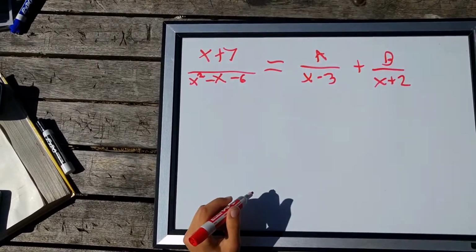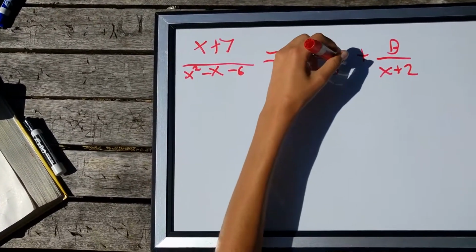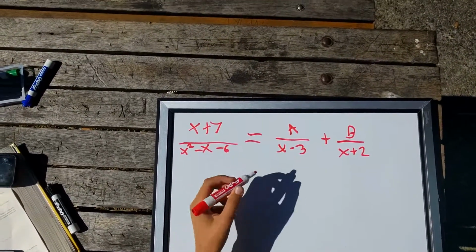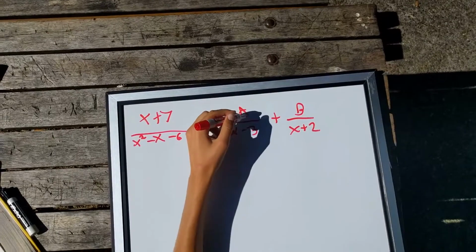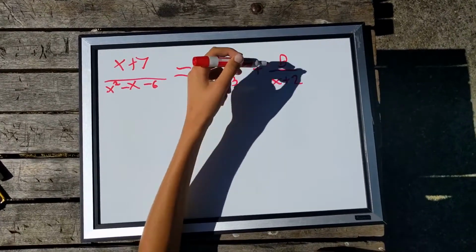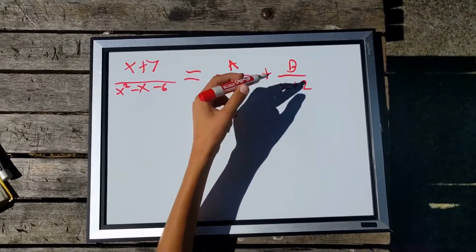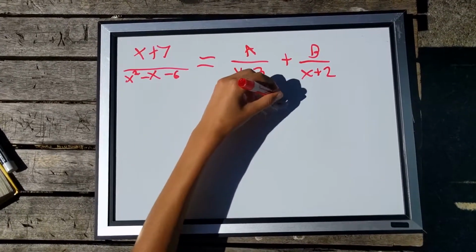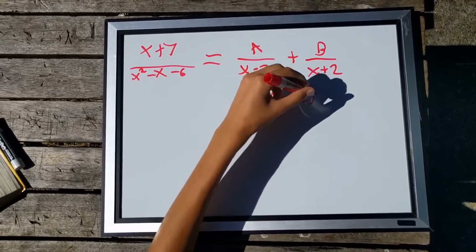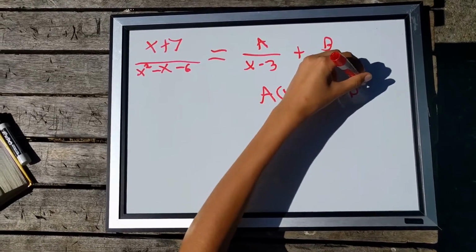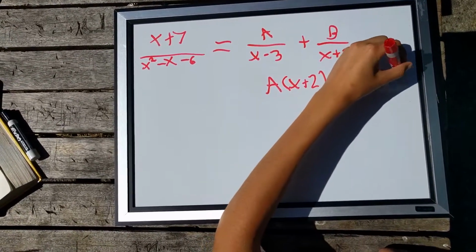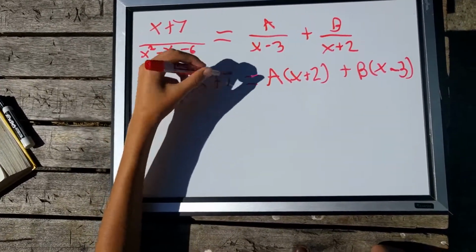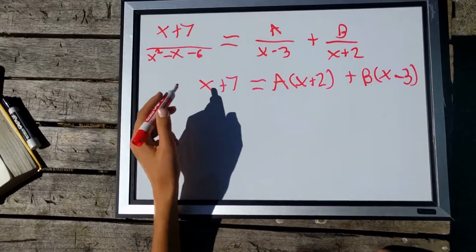The next step is to multiply these together to get the same denominator. So you multiply this side by x plus 2 and this side by x minus 3, to get A times (x plus 2) plus B times (x minus 3) is equal to x plus 7, because they have the same denominator.